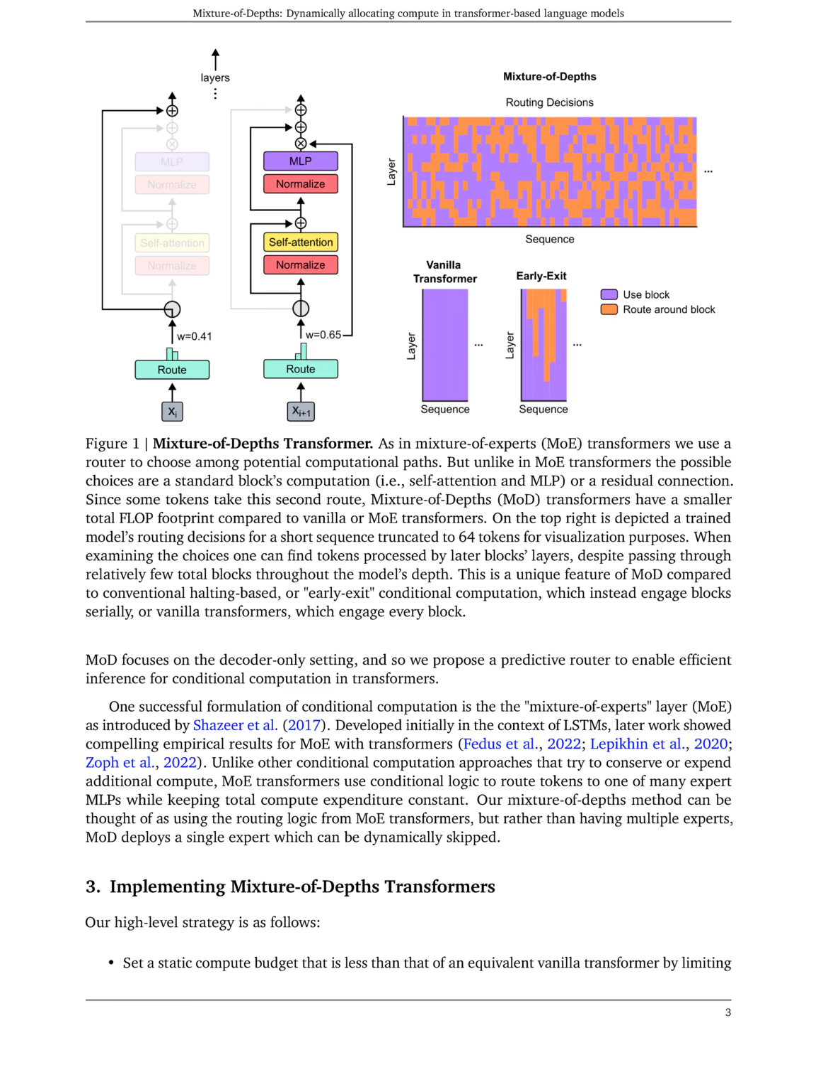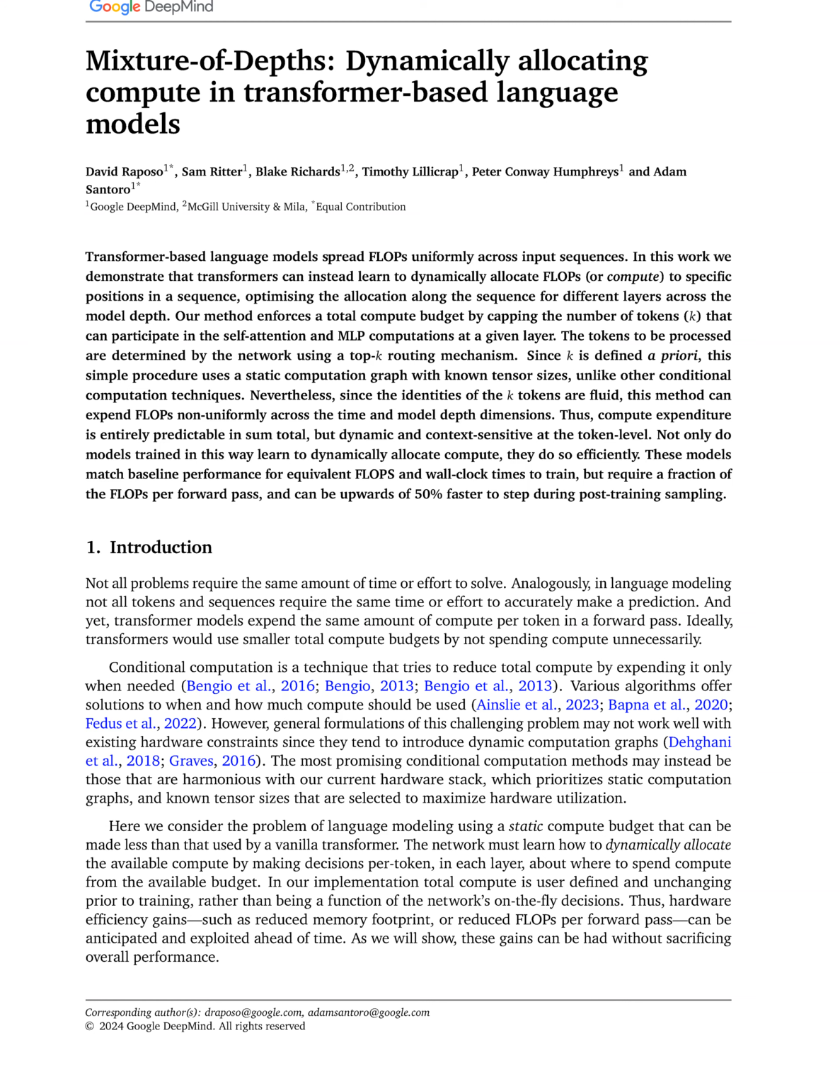The paper addresses the issue of dynamic computation graphs in the context of conditional computation by proposing a technique called mixture of depths, MoD transformers. Unlike traditional transformer models that expend the same amount of compute per token in a forward pass, MoD transformers dynamically allocate compute by making decisions per token in each layer about where to spend compute from the available budget.